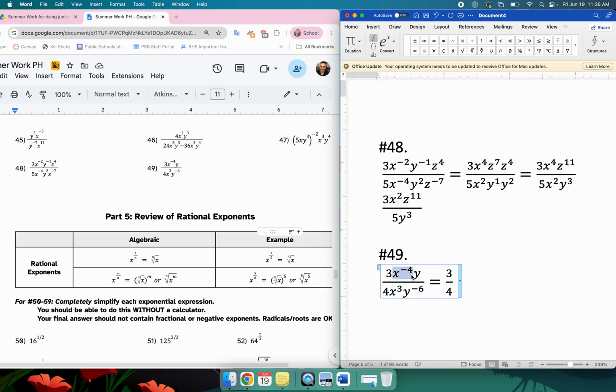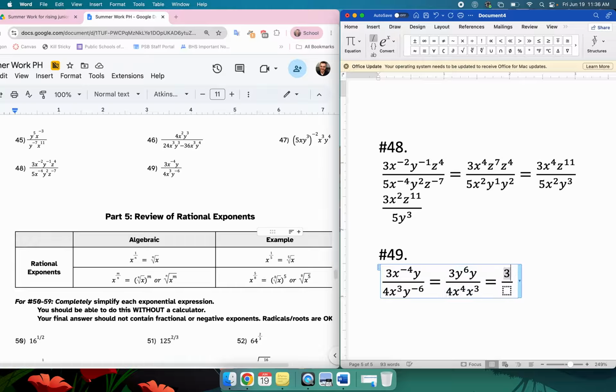But this x to the negative 4, that guy's going to go downstairs, and the exponent becomes positive. This y to the negative 6, that guy's going to go upstairs, and the exponent becomes positive. I also had a plain old y in the numerator, which is still there, and I also had a plain old x cubed in the denominator, and that's going to stay there.